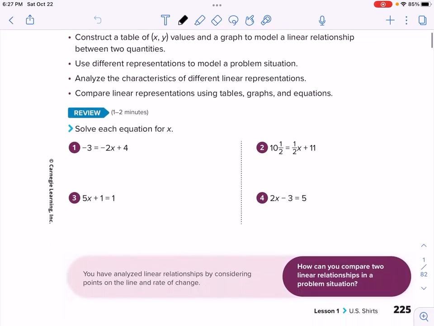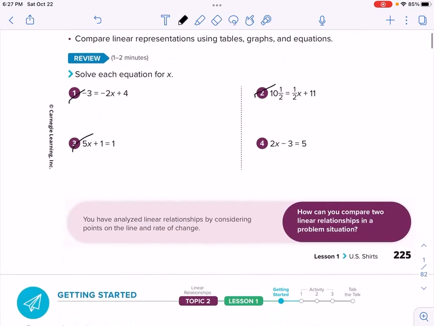Our warm-up or our review today is solving an equation, so we have some experience with this. We're going to forego examples 1, 2, and 3. Let's just do example 4, and then we'll move on with the rest of the lesson. Right, so here we're going to be doing two things. First thing is we're going to undo subtracting 3, so we're going to add 3 to both sides.